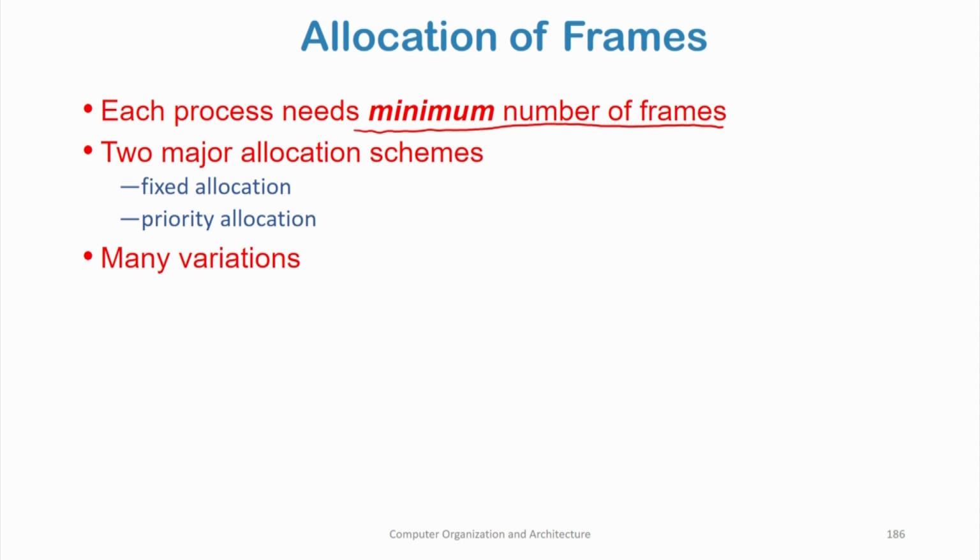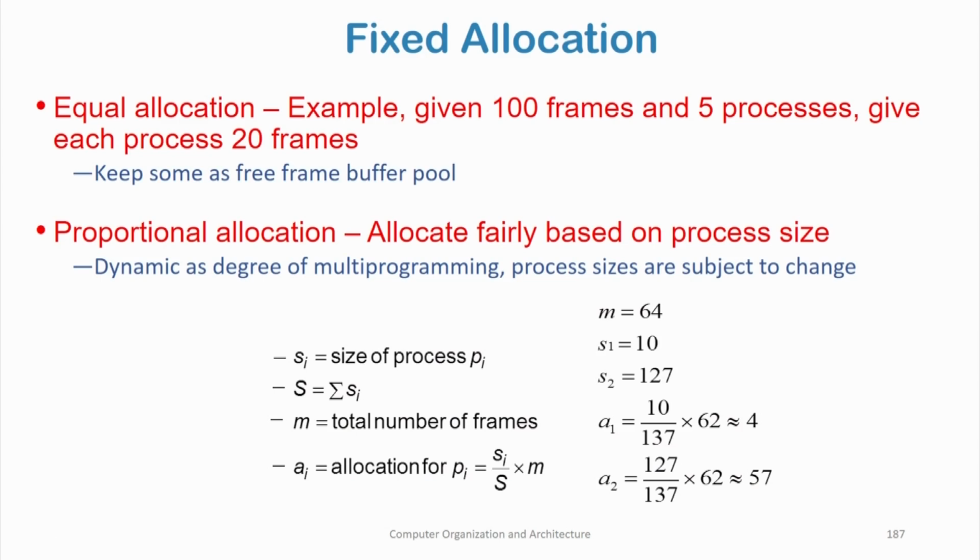Now, allocation schemes are typically of two types: fixed allocation and priority based allocation, and there are many variations of this. In a fixed allocation scheme, what happens? This is basically equal allocation. For example, if you are given 100 page frames and we have 5 processes, we give 20 frames to each process. You just know the number of processes, and you know the number of frames divided by the number of processes, and therefore that many frames are allocated to each process. In addition to this, you can keep some free frame buffer pool for each process.